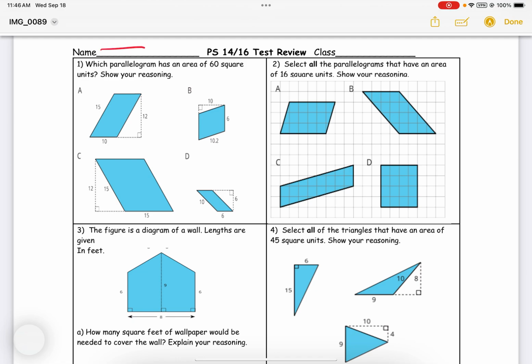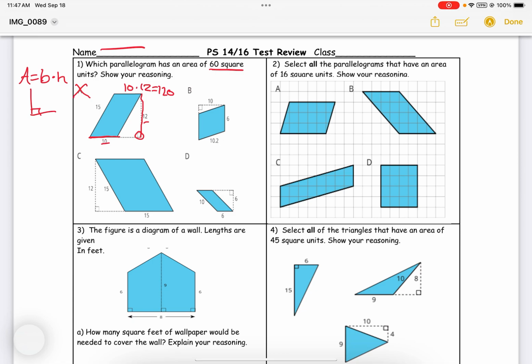So put your name here. Which parallelogram has an area of 60 square units? So the area of a parallelogram is the base times the height. Remember, the base and the height need to form a right angle with each other. They're perpendicular with each other. So right here, I see this is 10, and I see here's my right angle, so my height is 12. So 10 times 12. Right away, I know that's not 60, but if you wanted to solve it, it's 120. But it has to be 60 square units, so it's not that one.